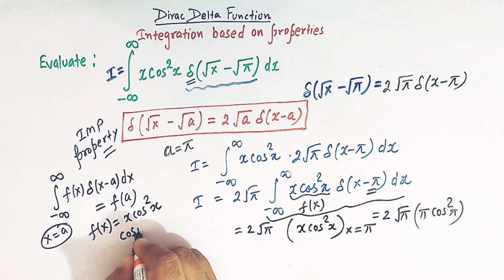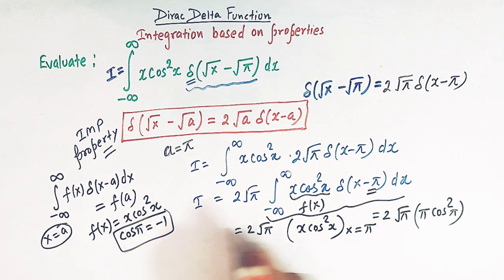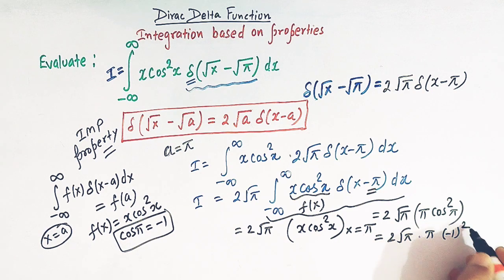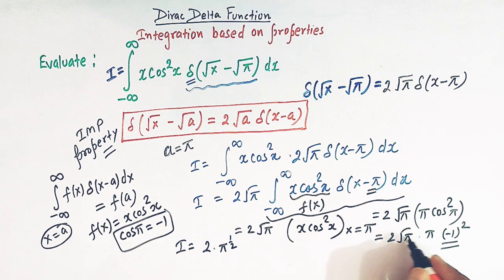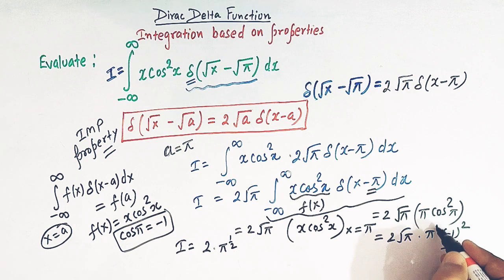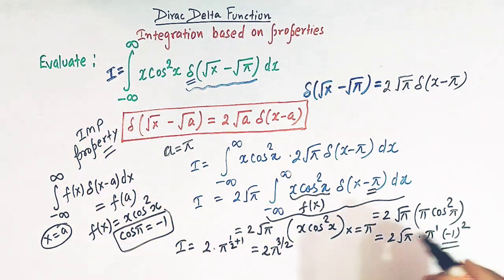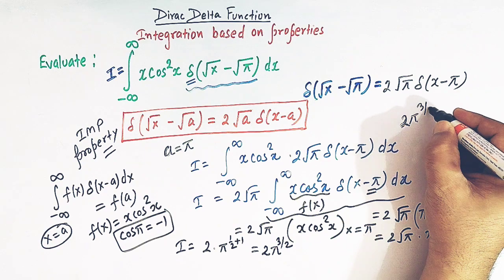We know that cos pi is cos 180 degrees, which is equal to minus 1. So cos square pi is equal to minus 1 square, so this quantity becomes positive. So I is 2 times pi raised to half, which is square root of pi, and here we have power 1. These two powers get added, so we have 2 times pi raised to 3 over 2. So the value of this integral is equal to 2 times pi raised to 3 over 2.